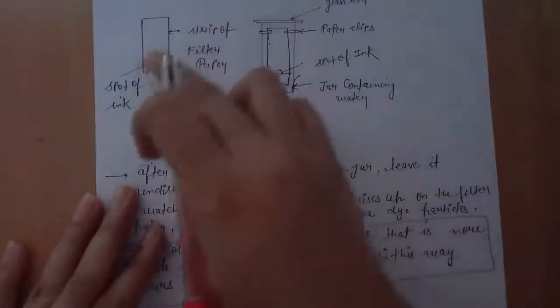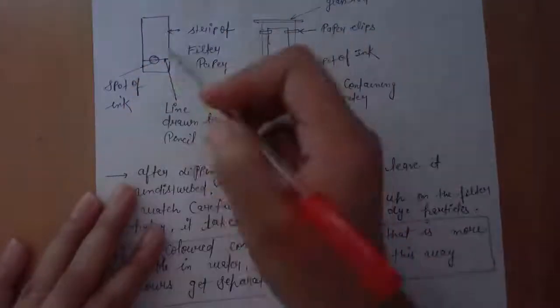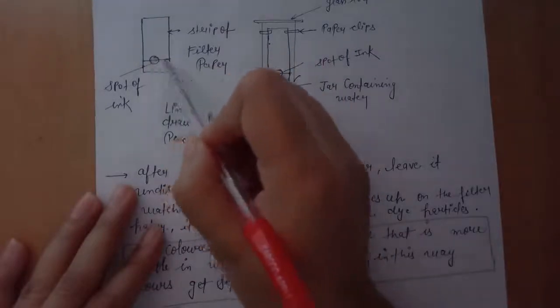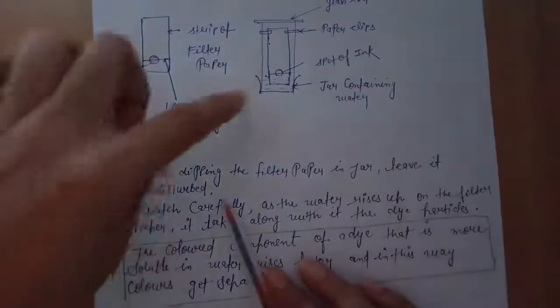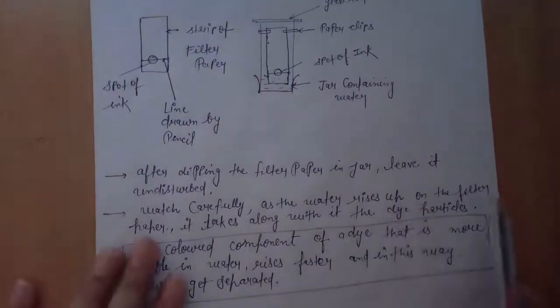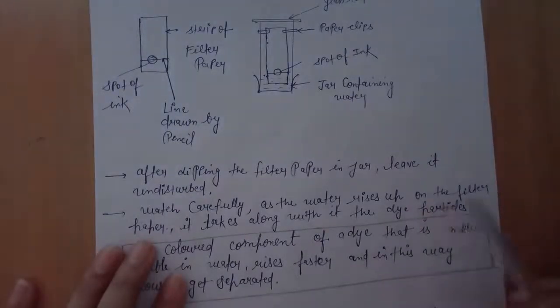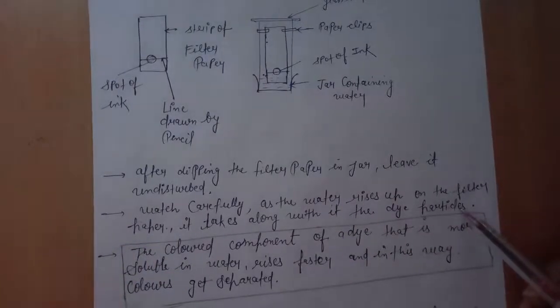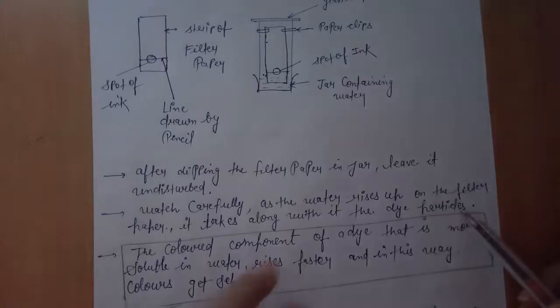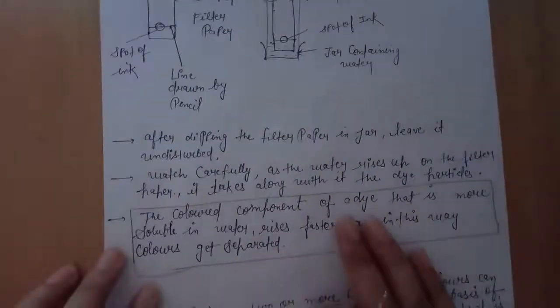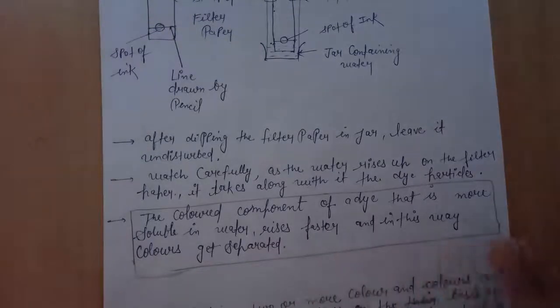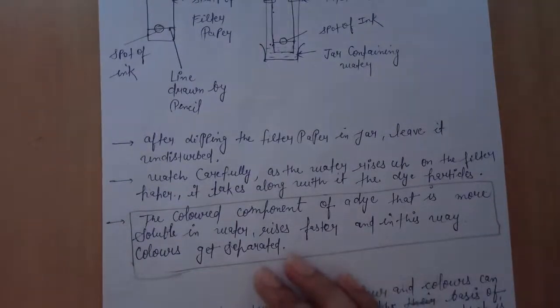After this is a filter paper, and we draw a spot of ink on a line. That line is drawn by pencil. So after dipping the filter paper in the jar, leave it undisturbed. Watch carefully as the water rises up on the filter paper. Firstly, water rises up on the filter paper and takes along with it the dye particles. As water rises, components of dye also start to dissolve in water according to their solubility. The colored component of a dye that is more soluble in water rises faster, and in this way colors get separated.